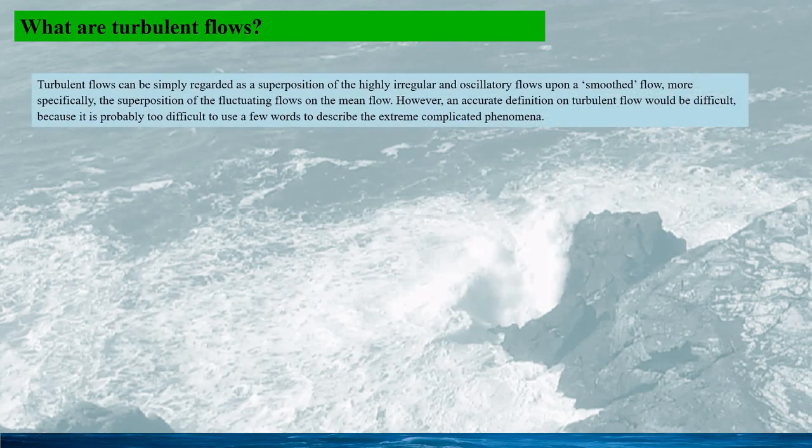Turbulent flow can be simply regarded as the superposition of highly irregular and oscillatory flows upon a smooth flow. More specifically, the superposition of the fluctuating flow on the mean flow. However, an accurate definition of turbulent flow would be difficult, probably because it is too difficult to use few words to describe the extremely complicated phenomena from case to case.